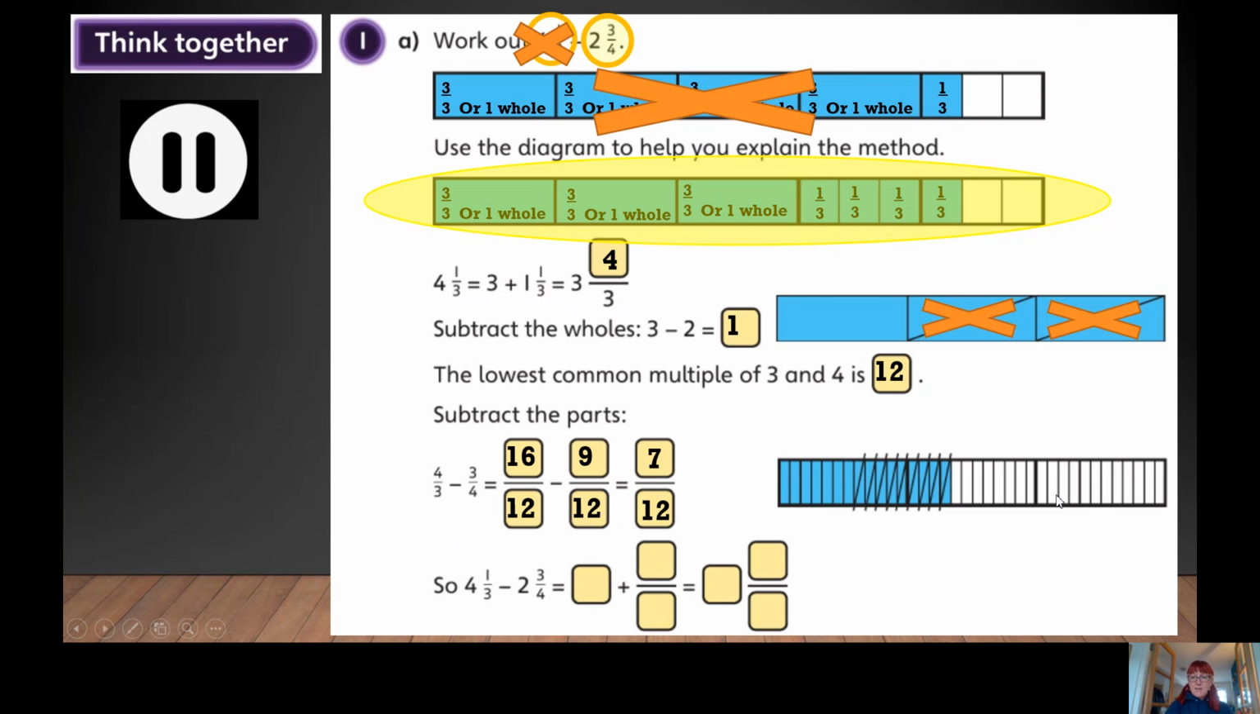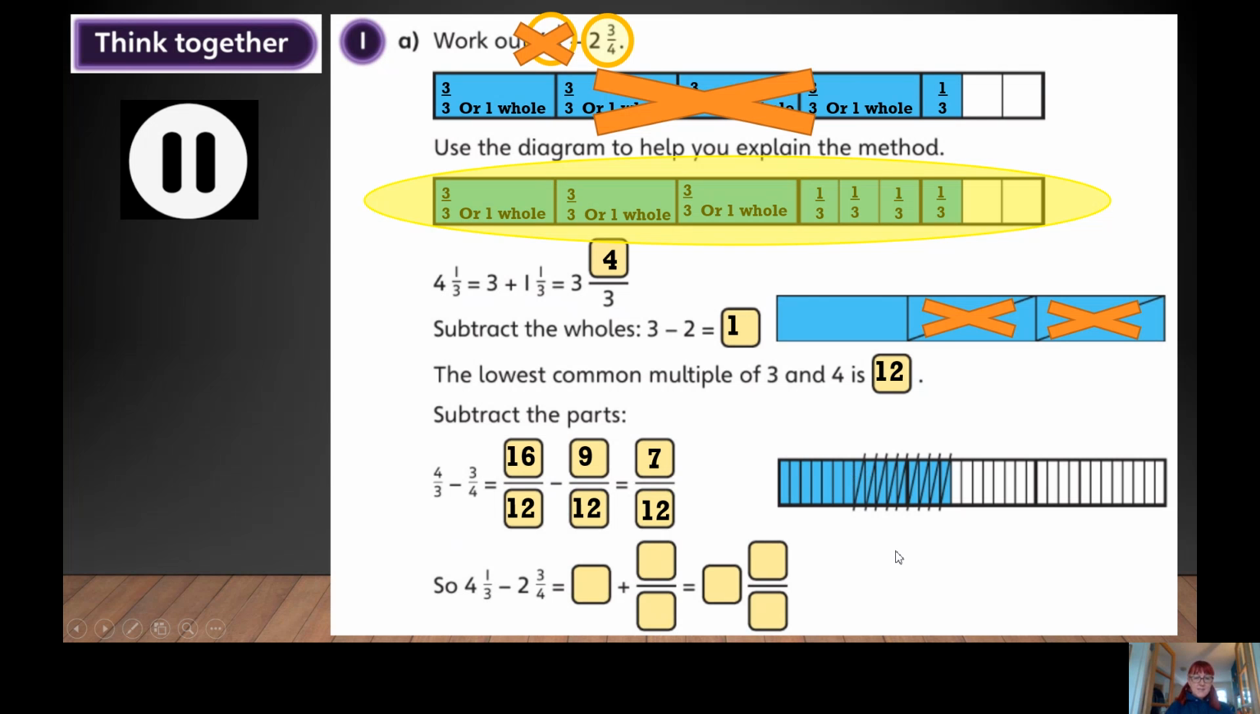And this diagram here, each section is split into 12ths. And the blue represents the 16 12ths, and the 9 is represented by the crossed out. So we are subtracting, leaving us with our 1, 2, 3, 4, 5, 6, 7 12ths of an answer here.